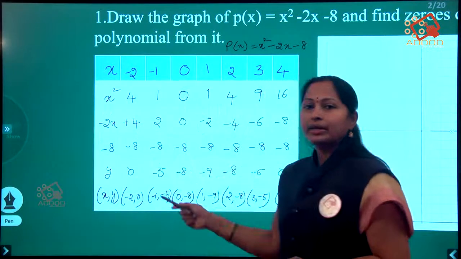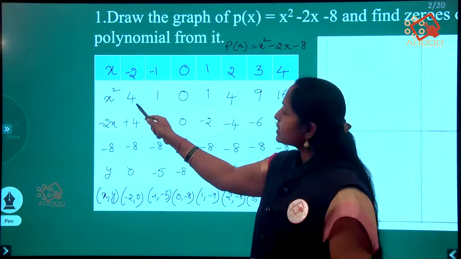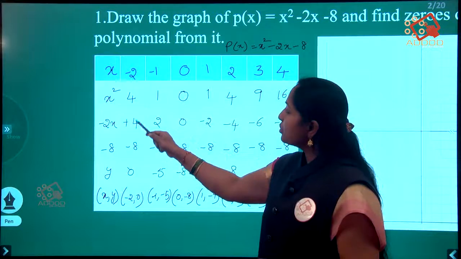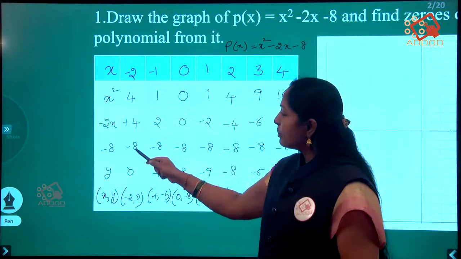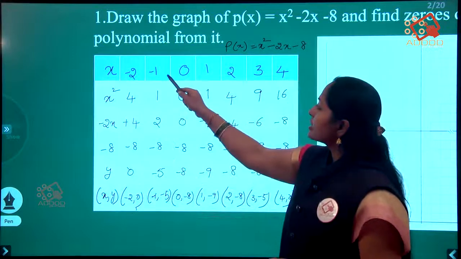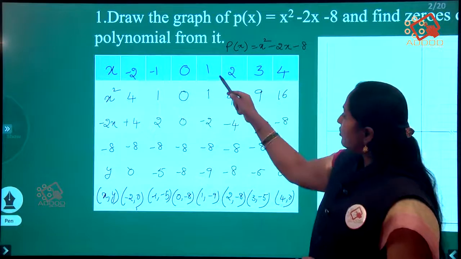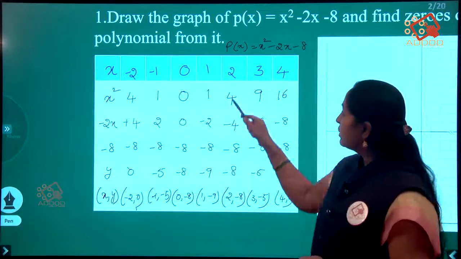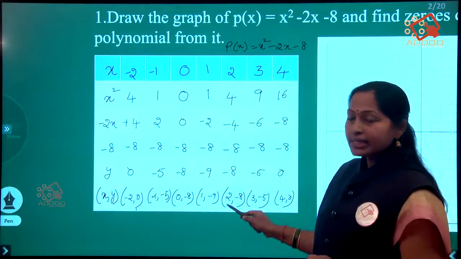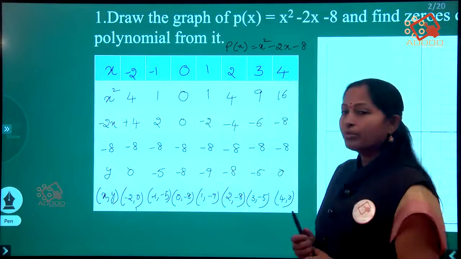See, here we are taking the values of x. When we are substituting x is equal to minus 2, x square becomes 4 and minus 2 into minus 2 becomes plus 4 minus 8 and the ordered pair is minus 2 comma 0. Next minus 1 I substituted, I got this, and 0 I got this, and for 1 it is 1 comma minus 9, for 2 it is 2 comma minus 8, for 3 it is 3 comma minus 5. For 4 it is 4 comma 0.